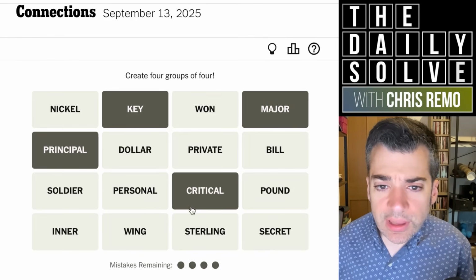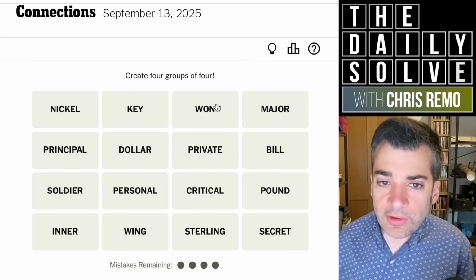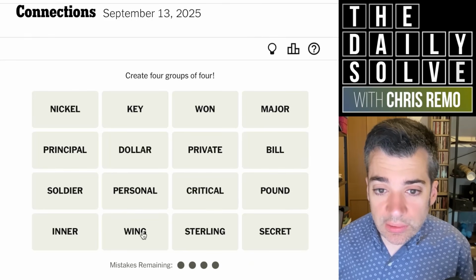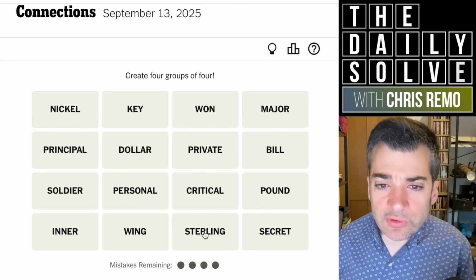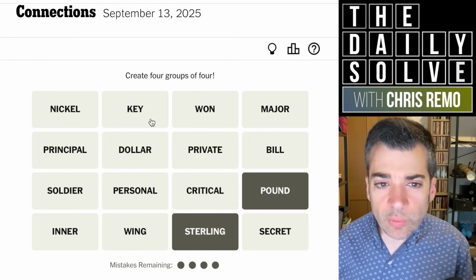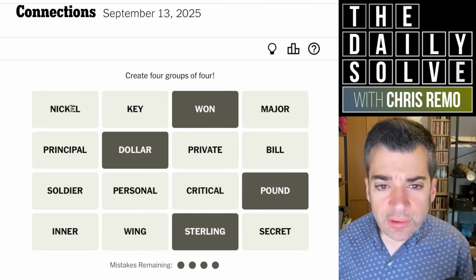So we haven't overlapped with the currencies yet. Interesting. So what do we have left? We have nickel. I mean, including the currencies, what do we have left? Nickel, won, dollar, bill, soldier, pound, wing. I haven't even thought about wing yet. I think that's it. No, sterling as well. Yeah, maybe it is. Okay, let's say sterling and pound are in the same category. What would that leave us with? That would leave us with nickel.